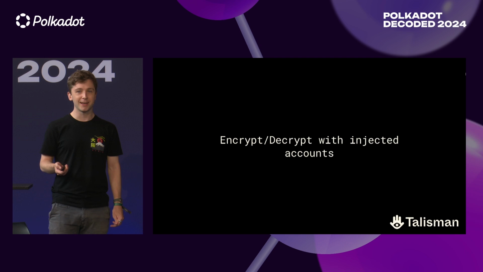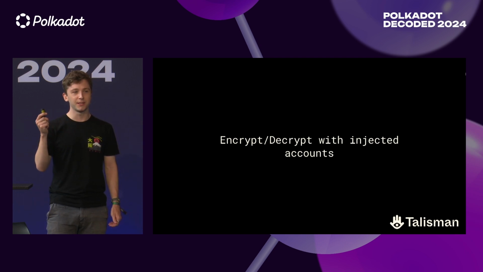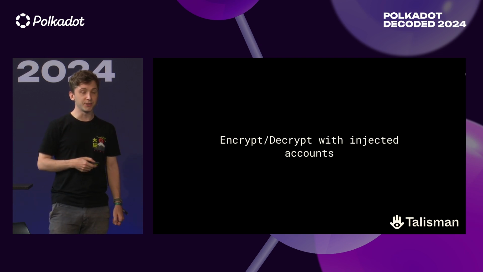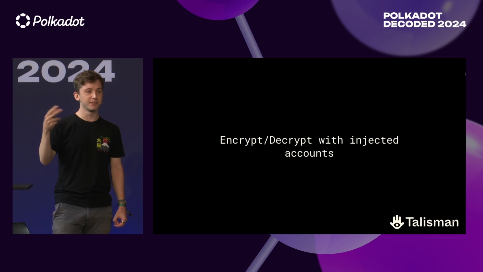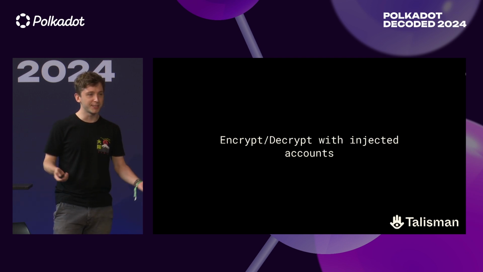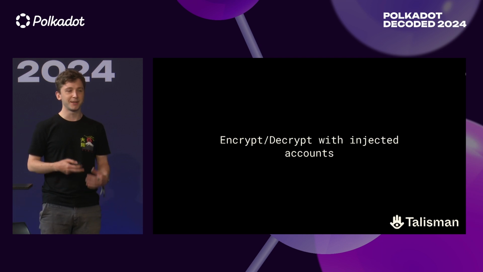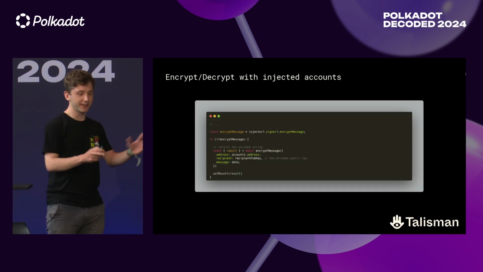MetaMask doesn't have it. I'm not aware of many other extension wallets that have this ability to use the key pairs inside of the wallet to encrypt and decrypt strings. But Talisman has it, and it's a pretty general primitive that you guys can use if you want to do a message board or something like that. This is something that's nice, and it's really, really simple.